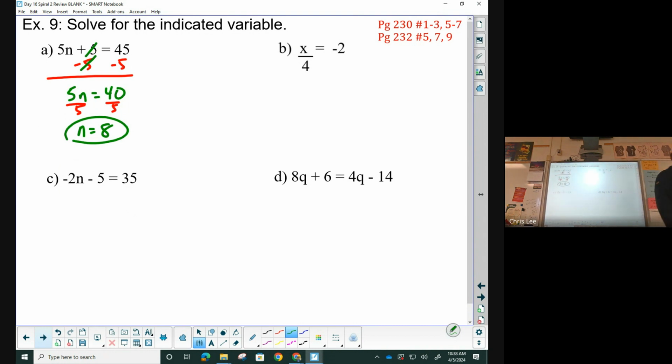Okay, there's a reason why that was the first one, because that's the one we all need to be able to do. We're going to be doing that one all year. Okay, next.